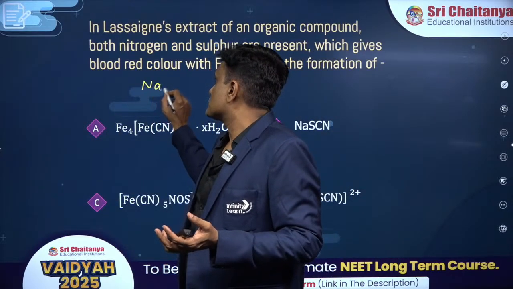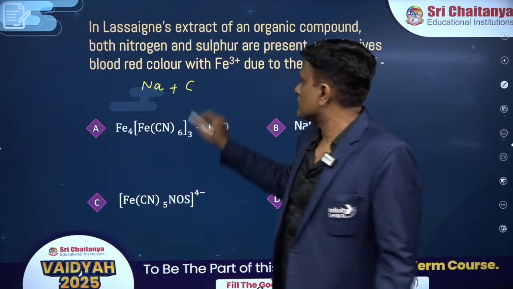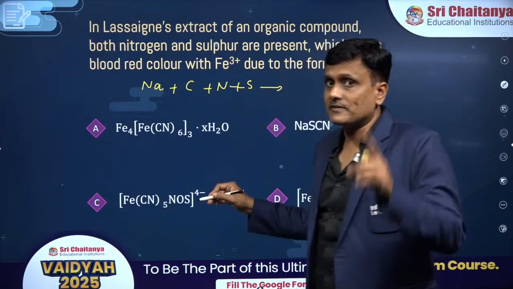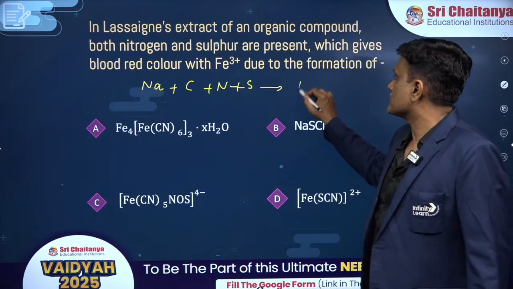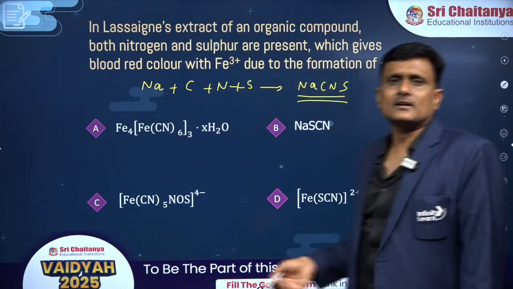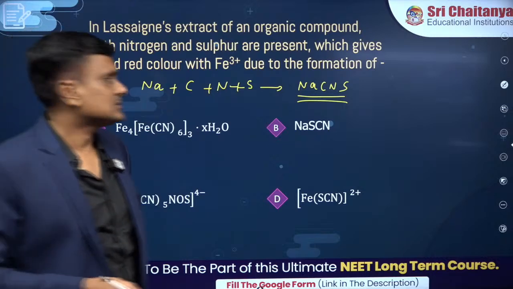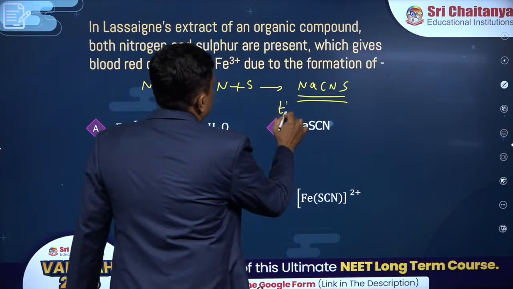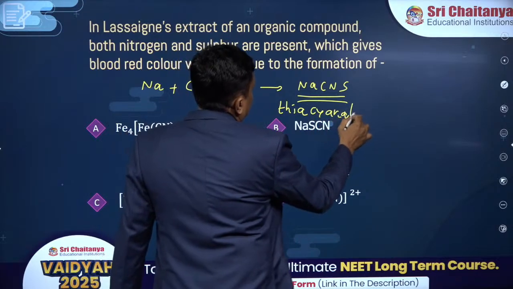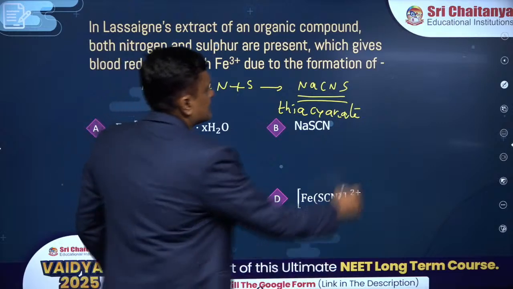The filtrate is supposed to have the sodium you have added. The organic compound certainly has carbon. If it has nitrogen and sulfur, the filtrate will form an ionic compound. When you have heated to such a high temperature, all the bonds in the organic compound break and they will form thiocyanate, right? Sulfur, cyanate, CNS minus. It's an ionic compound, very much soluble in water. This is actually present in our filtrate.